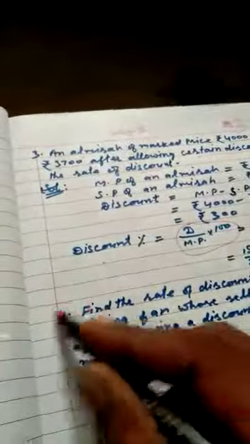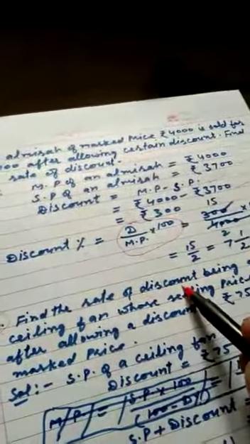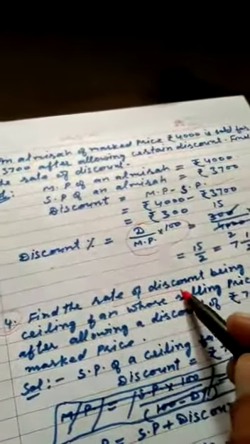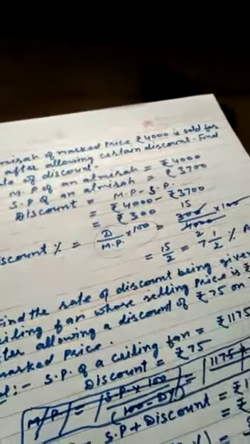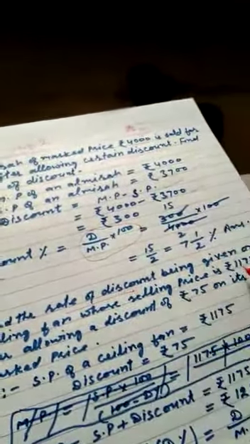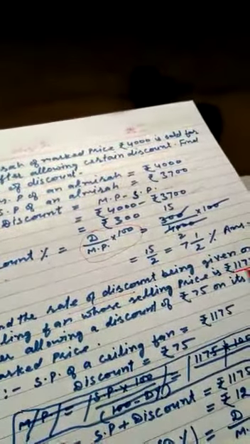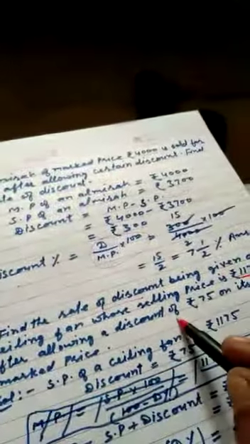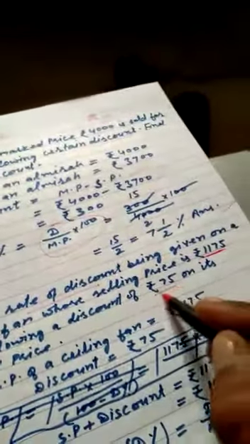Question number 4. Find the rate of discount. What is to be found? The rate of discount on a ceiling fan whose selling price is, what is the selling price? Rupees 1175, after allowing a discount of rupees 75. This is the discount on its marked price.